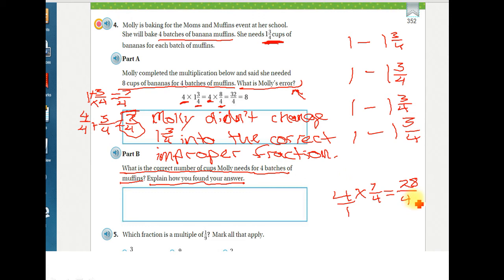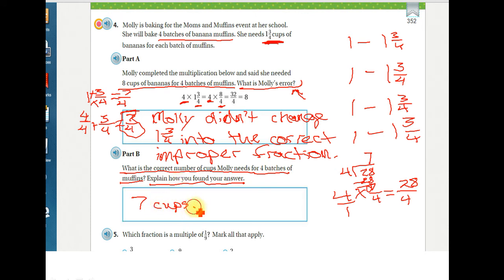I need to change that into a mixed number or a whole number. And in order to do that, I have to divide the denominator 4 into the numerator 28. Okay, so how many times is 4 going to 28? Well, I know 5 times 4 is 20. So if I do 5 times 4, that's 20, and then another 4 would be 24, and another 4 would be 28. So that would be a total of 7 4s. Right, 28. And then I could check that. 7 times 4, is that 28? Yes, it is. So, what is the correct number of cups? 7 cups is the correct number.